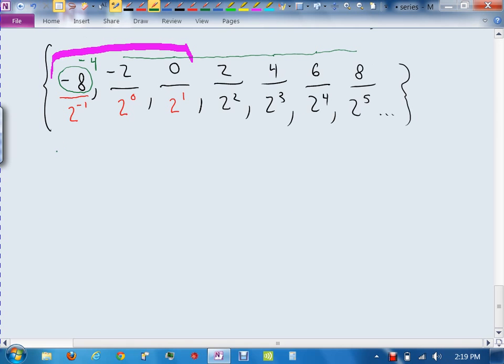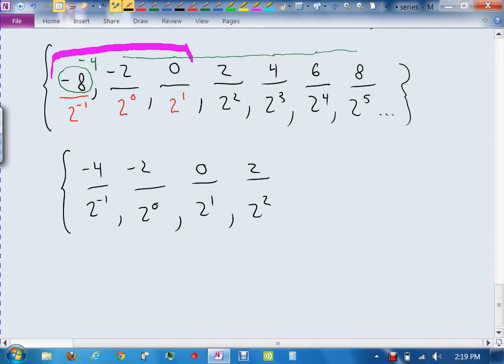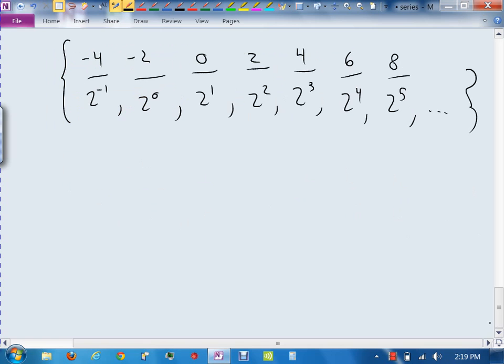So let me write out the sequence again now. It should be -4 over 2 to the -1, -2 over 2 to the 0, 0 over 2 to the 1, 2 over 2 squared, 4 over 2 cubed, 6 over 2 to the 4th, 8 over 2 to the 5th, and so on and so forth forever and ever. So what would the general thing be here? Now this is, again, we got to go through this to kind of get used to it.